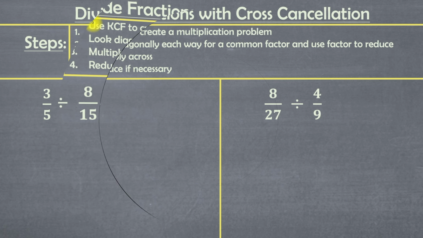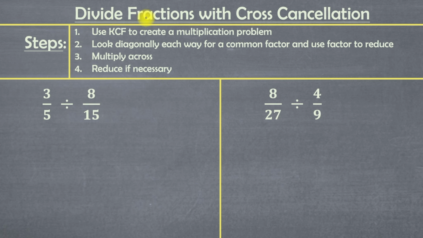Fractions. So this lesson is on dividing fractions with cross cancellation. Now, cross cancellation is a trick that makes dividing fractions a lot easier because instead of working with really large numbers when you're calculating your answer, it makes it so that you work with really small numbers, and those numbers are small because they've already been simplified, or in this case we call them canceled.